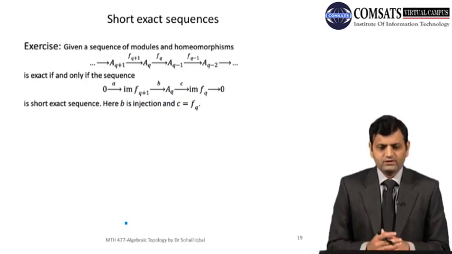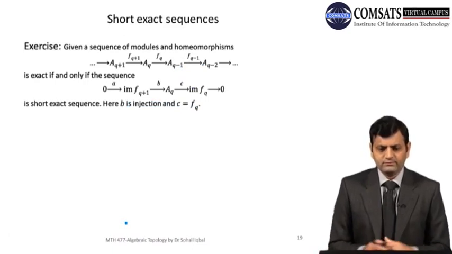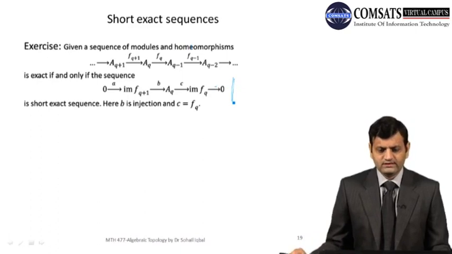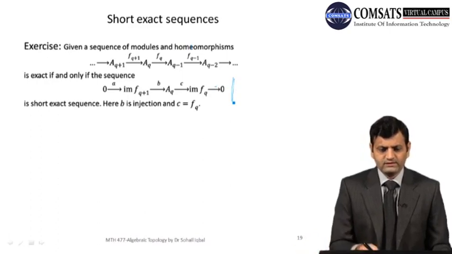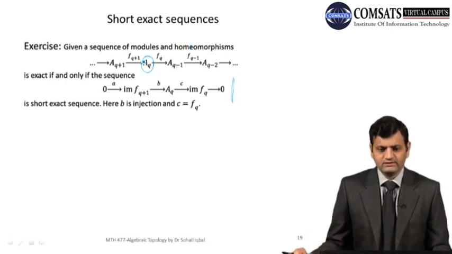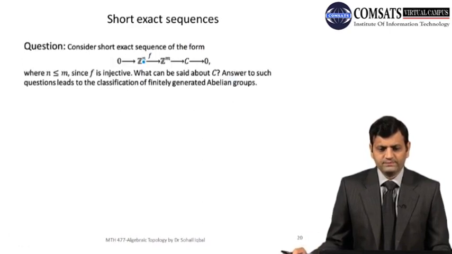So given any sequence of modules and homomorphisms, okay, so it must be homomorphisms, this is exact if and only if the following sequence is a short exact sequence. Here b is an injection and c is equal to f of q. So this is exact at A_q, of course. Then this is true if and only if this. I am leaving this as an exercise for you, and it's going to be a very interesting exercise.